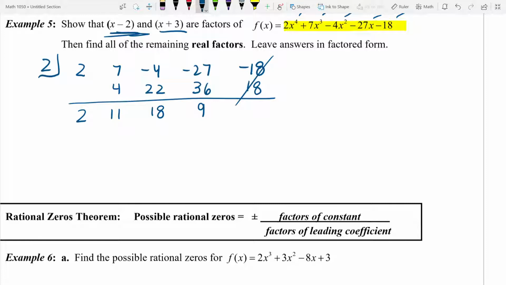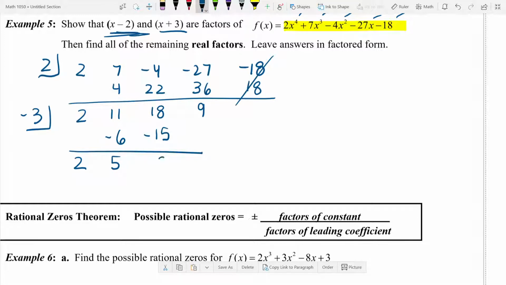So I'm going to set x plus 3 equal to 0, and I get a minus 3, and it's going to go right there. And I better get another remainder of 0. So the 2 comes right down. 2 times negative 3 is a negative 6. 11 subtract 6 is 5. 5 times negative 3 is a negative 15. 18 minus 15 is 3. 3 times negative 3 is negative 9. No remainder. I just showed it.